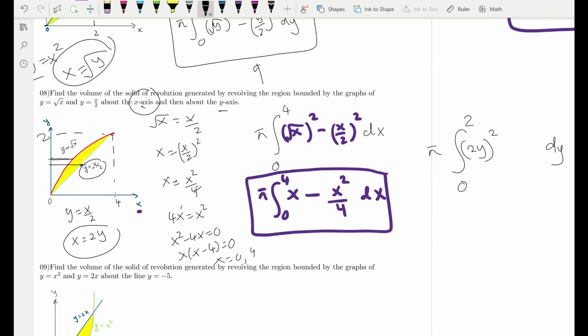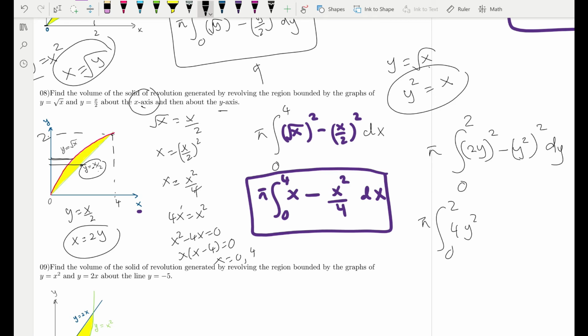The function with the shorter radius is y equals square root x, but that's not good. We need to make x the subject. So we square both sides, so y squared is equal to x. That's the radius. So we square that second one: y squared squared. So this is pi, 0 to 2, 4y squared minus y squared squared, which is y to the 4, dy. This integral here will give you the volume of the object that you get by rotating this region around the y-axis. So that's the idea. That's how you set up the integrals.